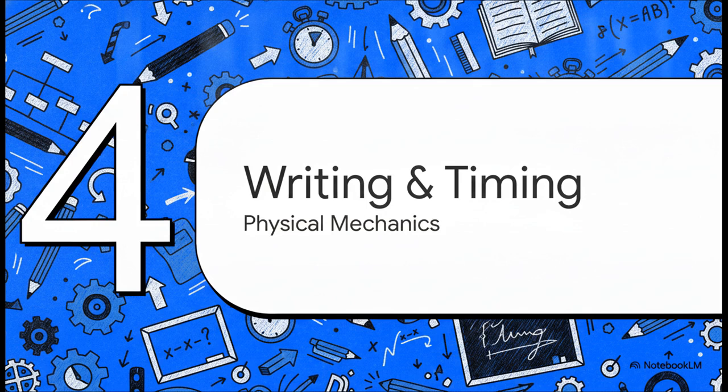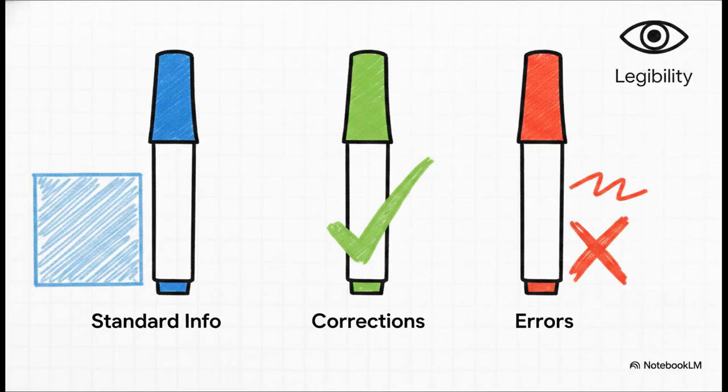Okay, Section 4, Practical Writing and Timing. Because honestly, the best layout in the world won't save you if your physical mechanics are off. First up, write large, neatly, and legibly. If the kid in the back row is squinting, you've already lost them.